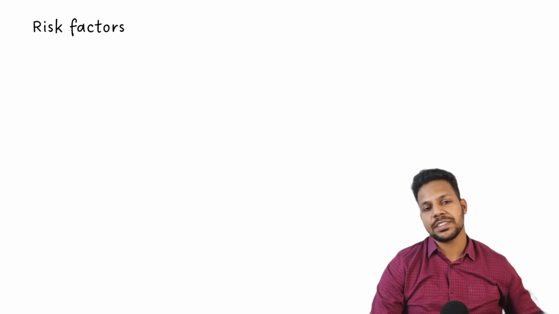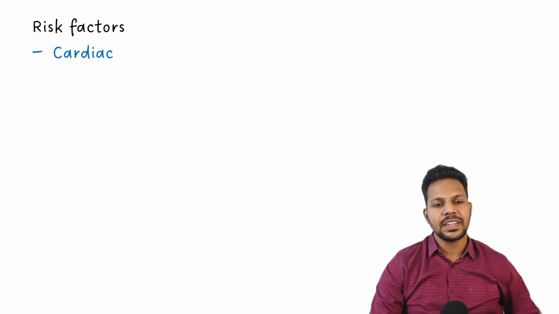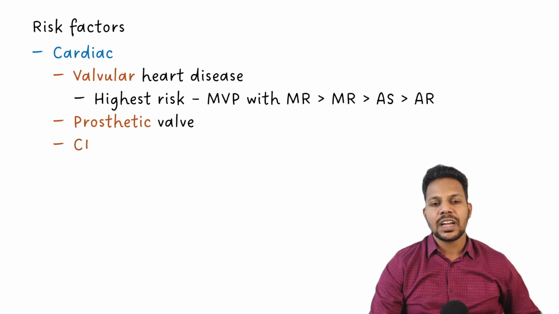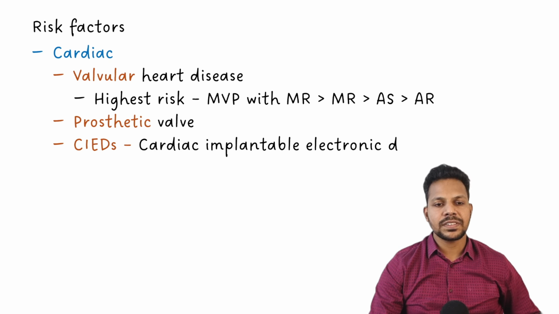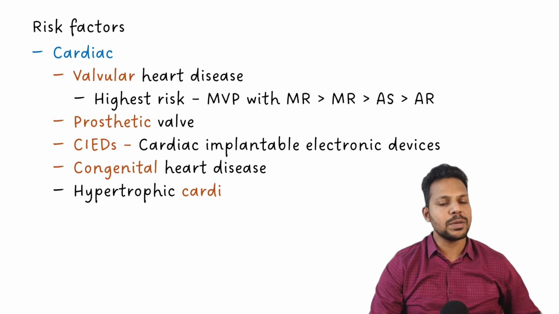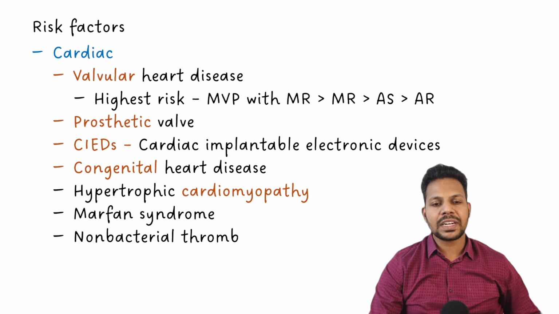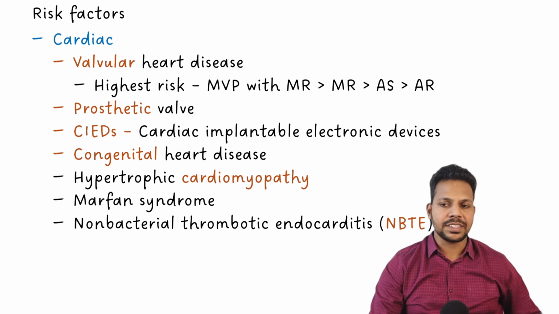Now let's look at the risk factors. So there are cardiac risk factors. A kind of valvular heart disease, highest risk is associated with mitral valve prolapse with mitral regurgitation, more than mitral regurgitation, more than aortic stenosis or aortic regurgitation. Presence of prosthetic valve, cardiac implantable electronic devices, congenital heart disease, hypertrophic cardiomyopathy, Marfan syndrome, non-bacterial thrombotic endocarditis are the cardiac related risk factors.